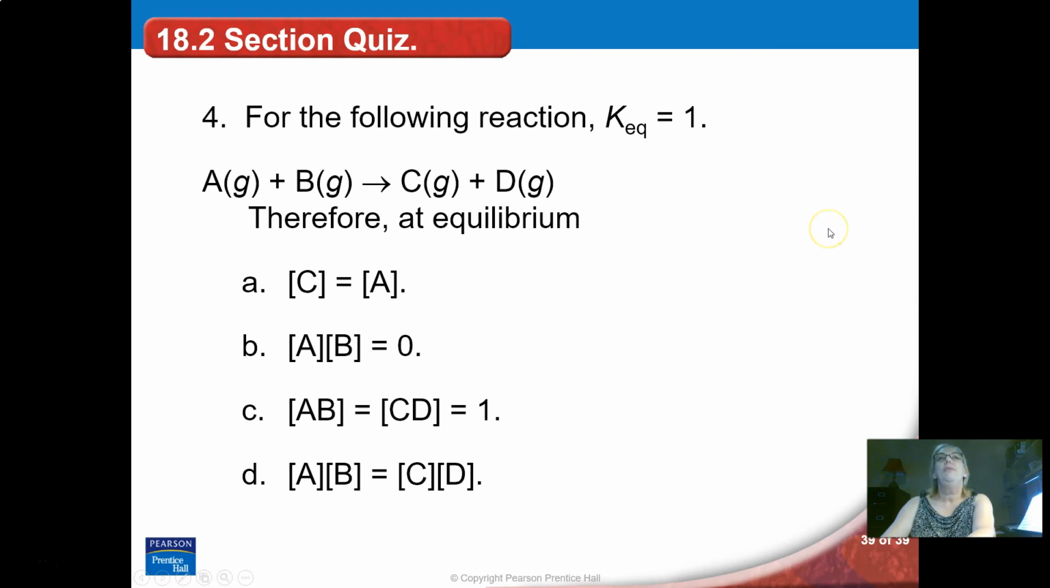Here we have a KEQ of 1. So how are we going to figure out concentrations of everything? So try that one. And you should get that these are equivalent because anything over itself is going to be 1.